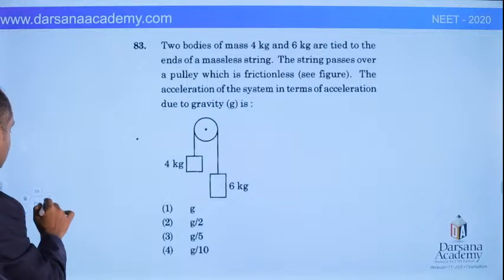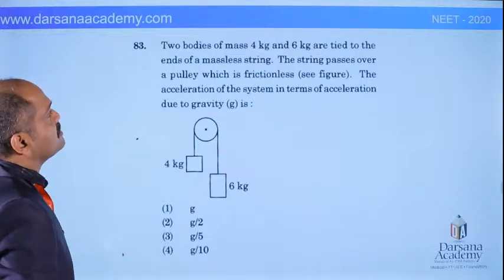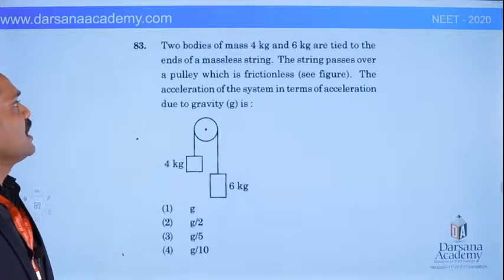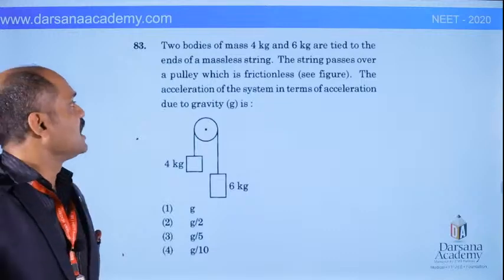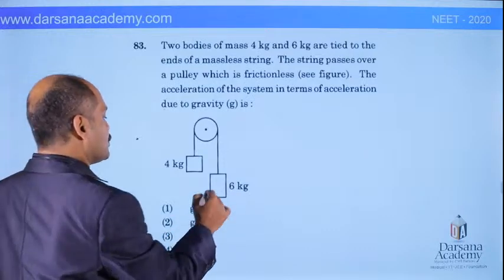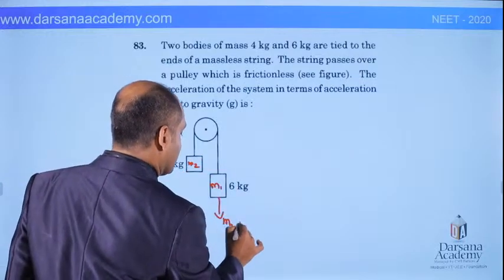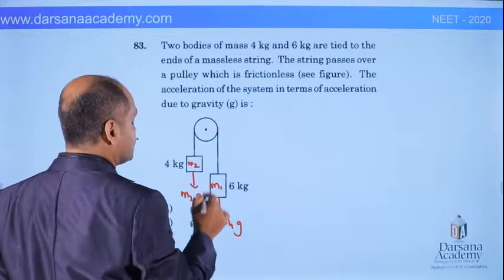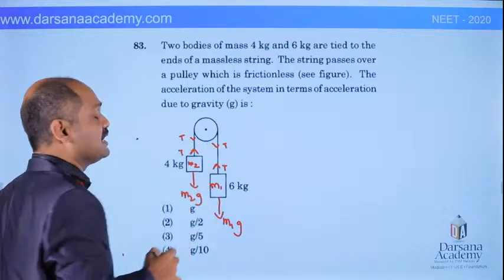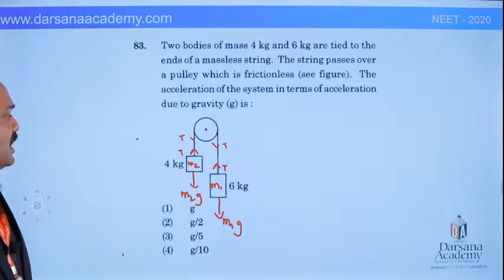There's a question from Newton's laws of motion, NLM. There are two bodies of 4 kilograms and 6 kilograms, and the pulley is fixed and frictionless, and the string is inextensible. You have to find the acceleration of the system in terms of acceleration due to gravity. So assume this is M1 and this is M2. M1G and M2G, their weights, act downwards, and there will be tension in the string, always acting away from the joint. You have to write the free body diagram and obtain the equations.